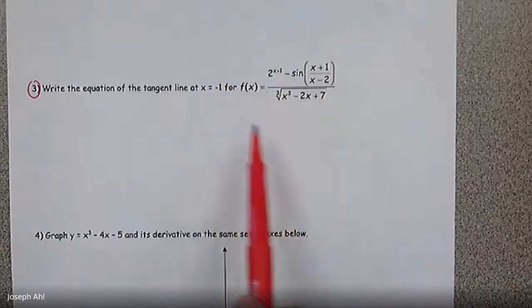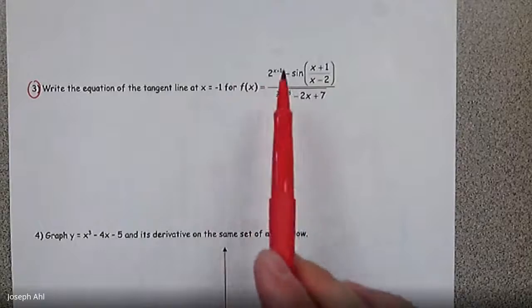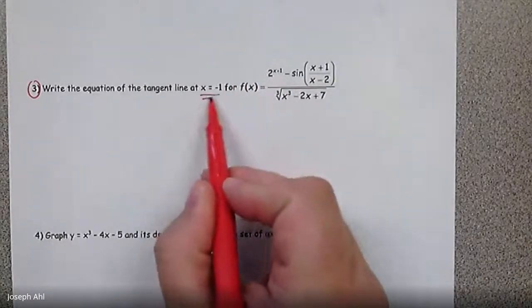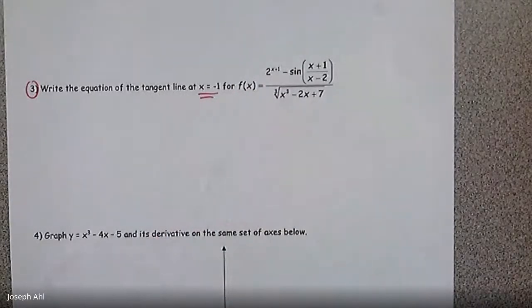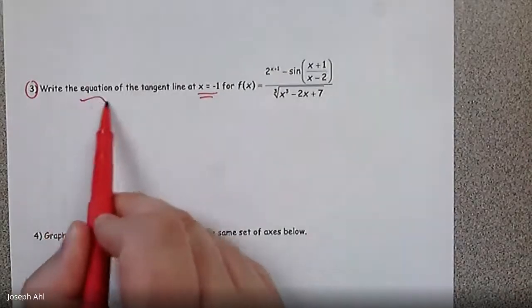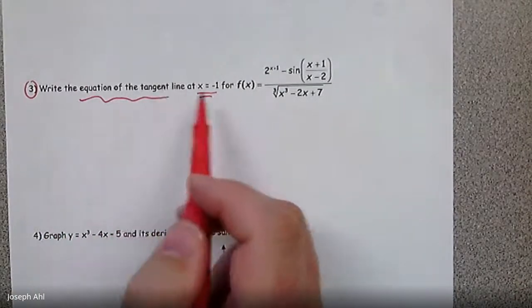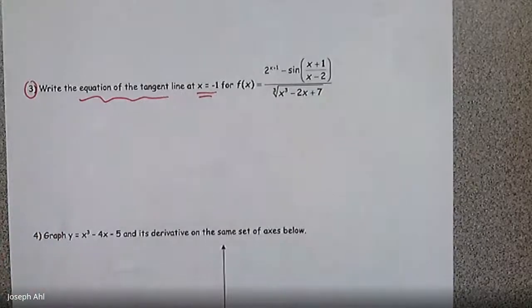Boy, that doesn't look like something we can find the derivative of pretty easily. So it's a good thing we can find that numerical derivative at -1. Carefully type that in. It also asks you for the equation of the tangent line, so make sure you include that once you find the slope at -1.